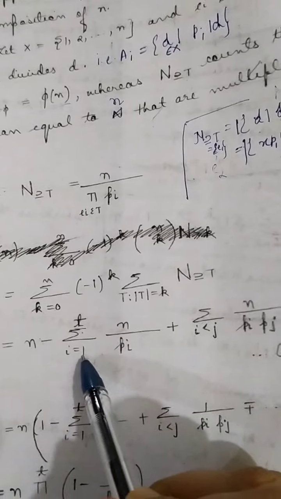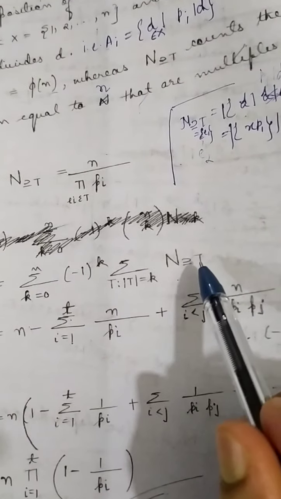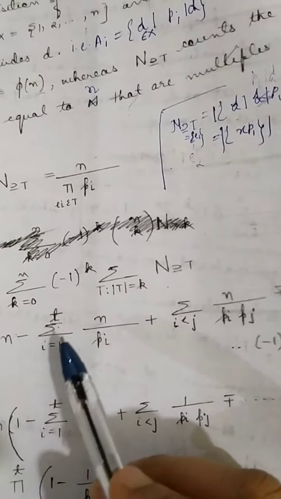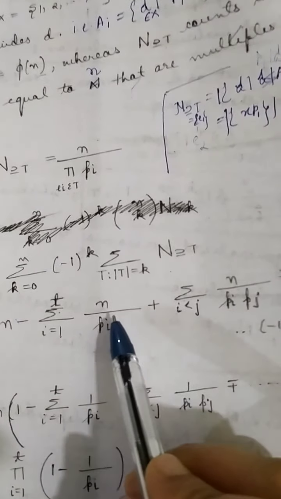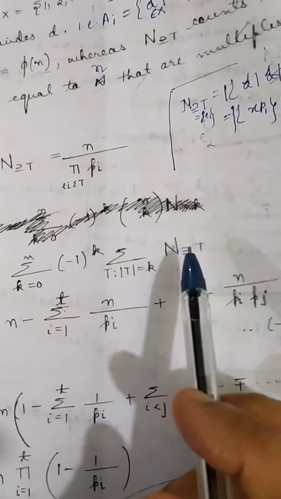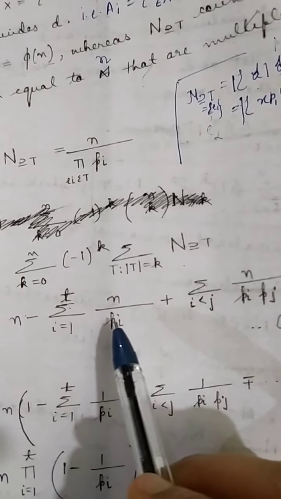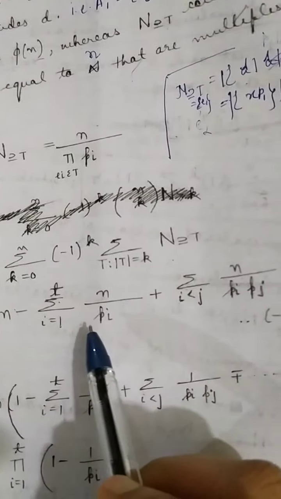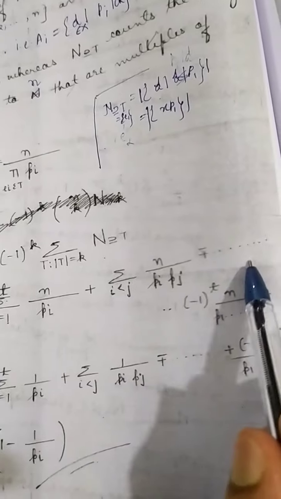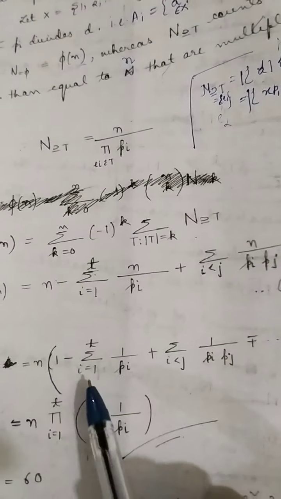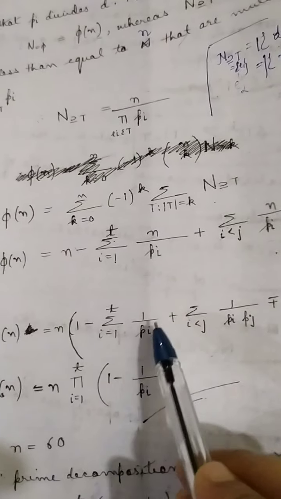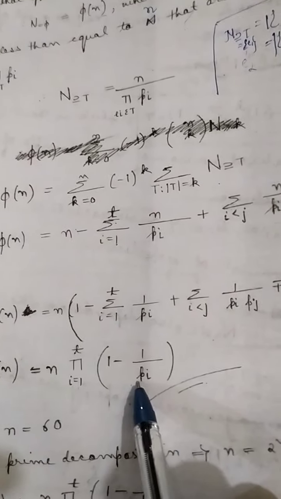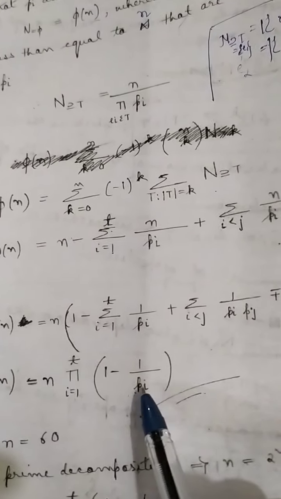If I consider k equal to 1 and this summation sign, for p1 we have n by p1. For e1 we have n by p1, for e2 we have n by p2, something like that. Taking n common, this expression can be written in this way. This is very easy to observe.